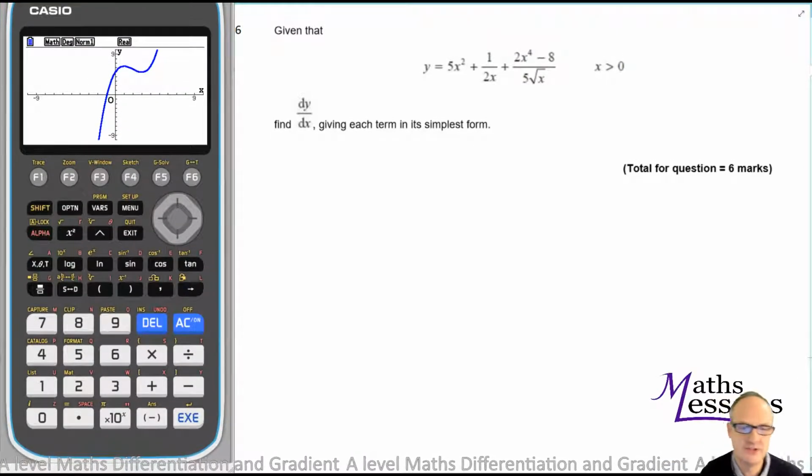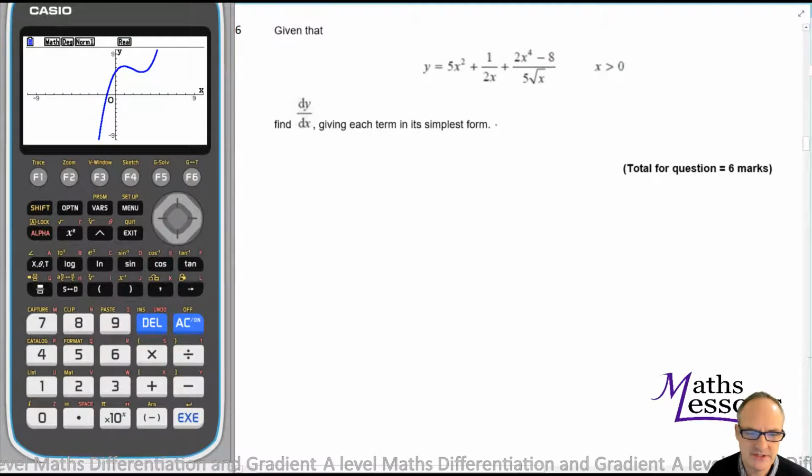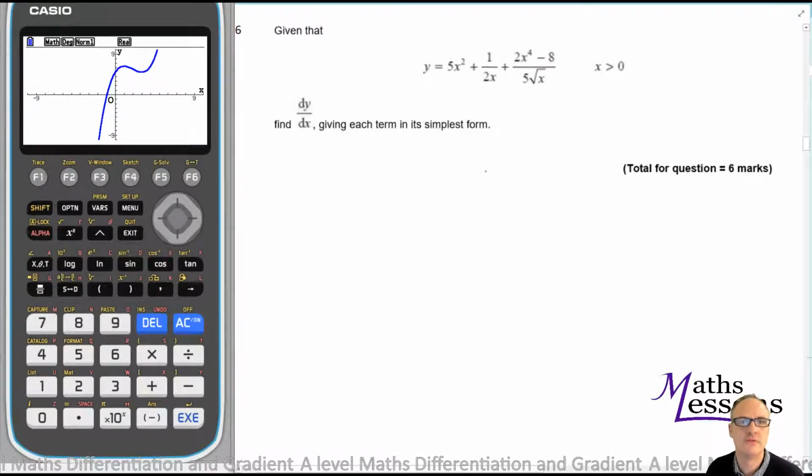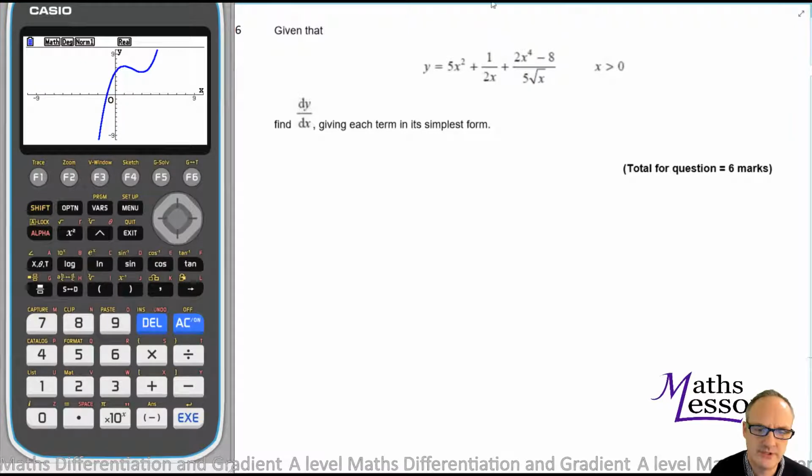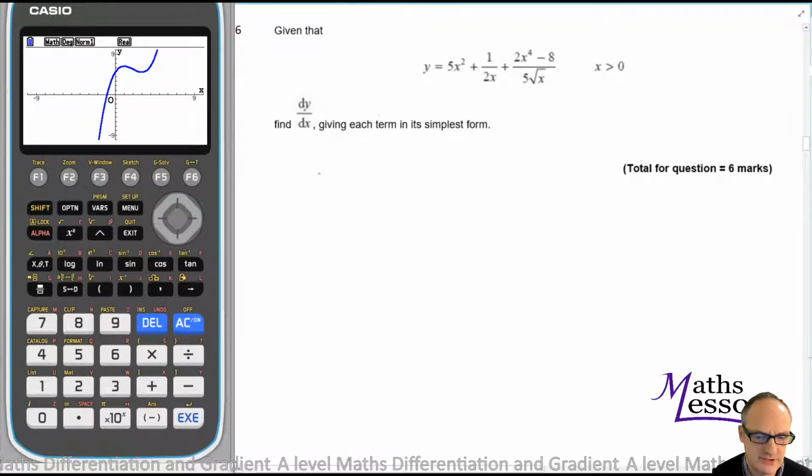Right, okay, that should have been enough time to do that question. This is again set as an AS question originally, so it shouldn't take too long for somebody in the second year of the course to do. So we're going to differentiate this, so we get dy by dx.